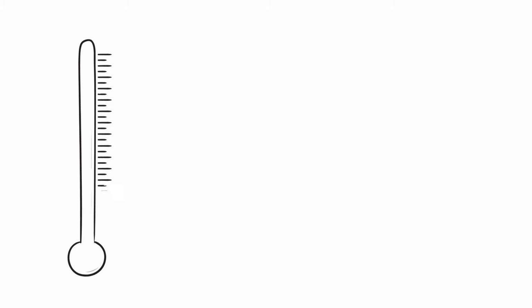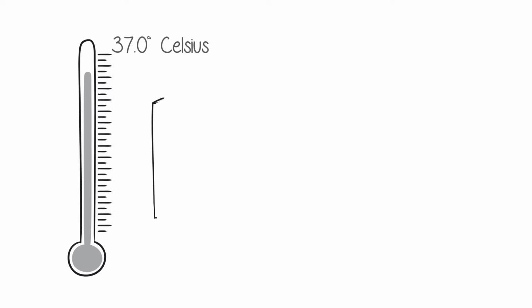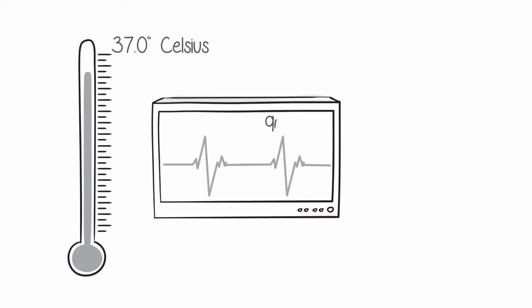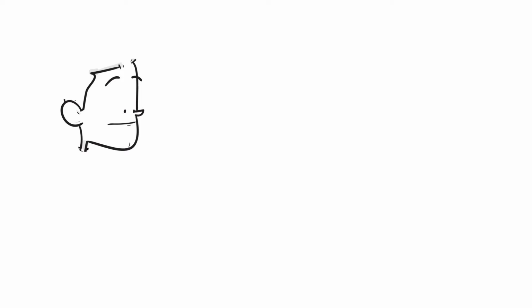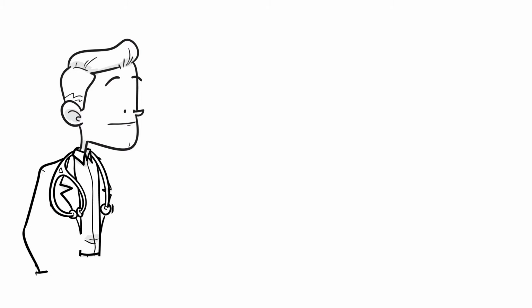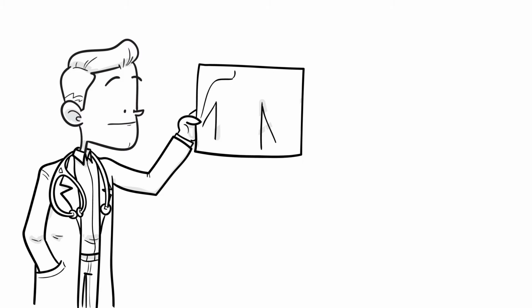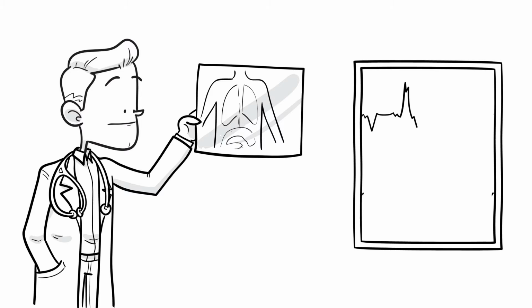Her temperature and blood pressure are normal. The heart rate is 96 beats per minute and the oxygen saturation is 89% on room air. Her physical exam is otherwise normal. The chest X-ray is normal and the EKG reveals sinus tachycardia at 106 with a right bundle branch block. There is no old EKG for comparison.